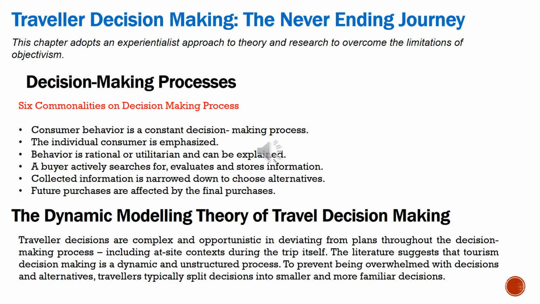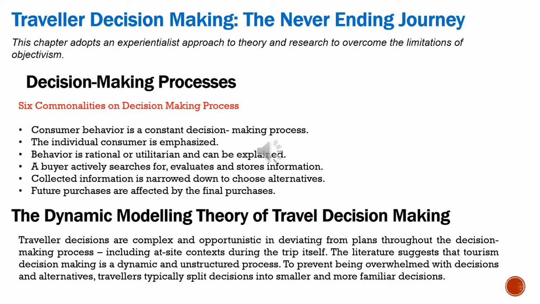So let's start with consumer behavior. Of course, like us, our decisions are very changing, always varying, not very constant. And then after, the individual consumer is emphasized. Okay? So, he has made a decision. And then, of course, the behavior is rational and can be explained. For example, he has decided, and then he is still looking, but can that change?